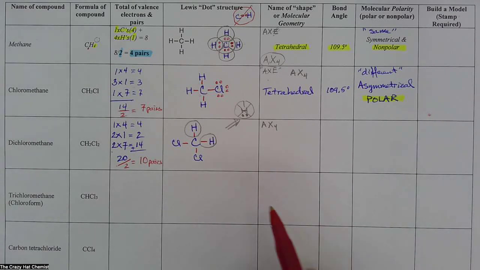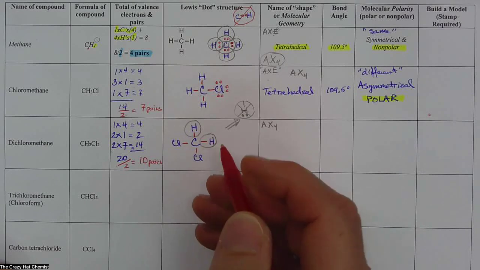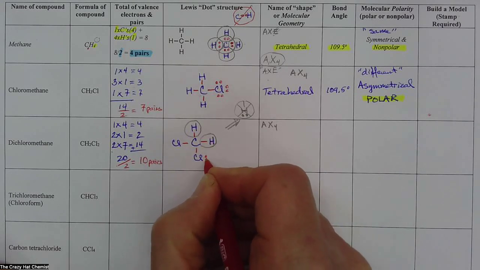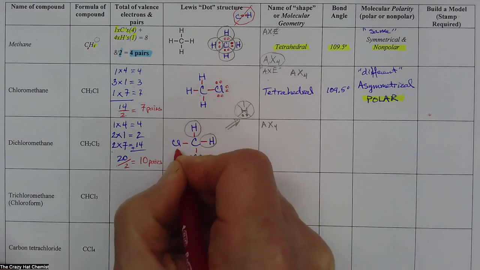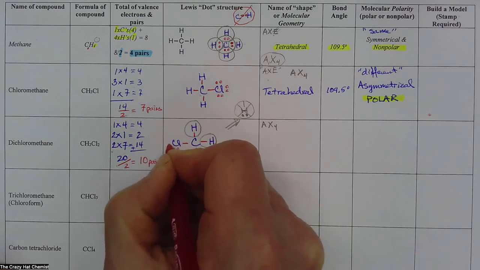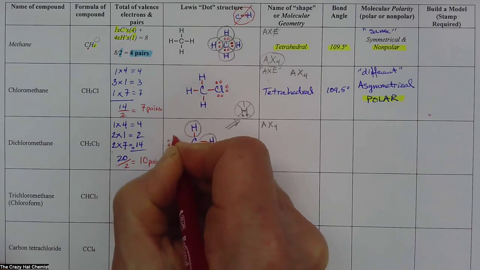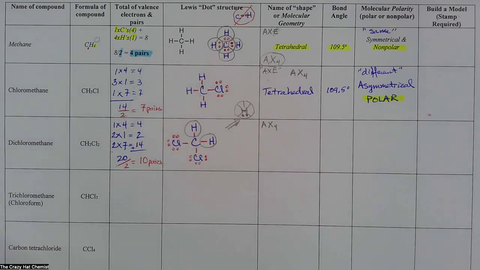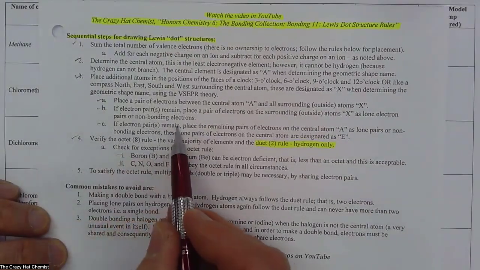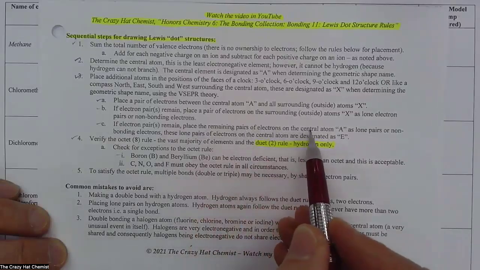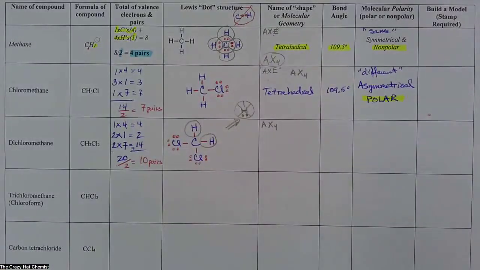So I'm left with placing, after these 4, I have 5, 6, 7, 8, 9, and 10. I've used up all my 10 pairs of electrons. I actually have not done 3C. If electron pairs remain, place the remaining pairs of electrons on the central atom. I don't have any electron pairs remaining, so I cannot place them on the central atom.